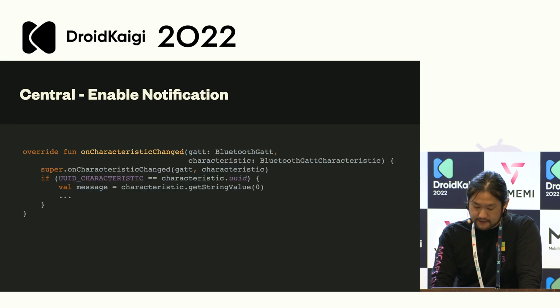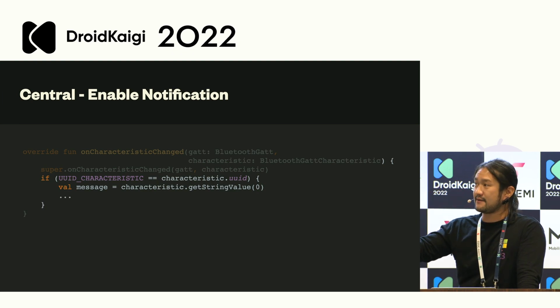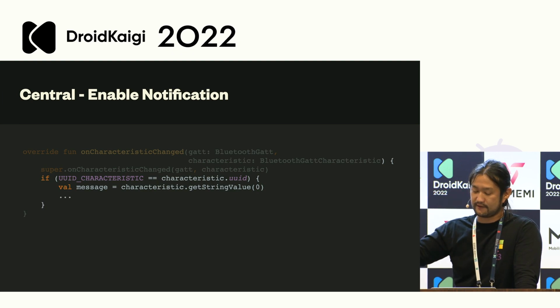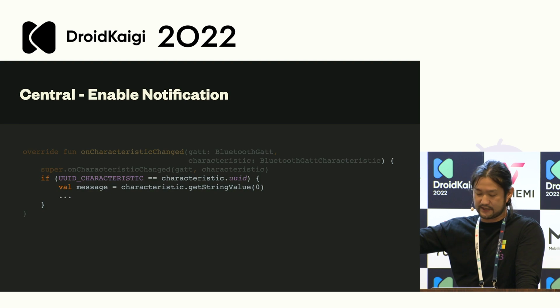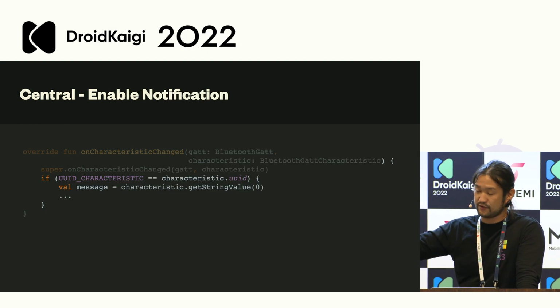And this is the last step. The notify request made earlier will be notified to the on-characteristic changed callback. This means that if you save a value here, you receive notification. Again, I said I'm interested in the temperature, and whenever temperature changes, it's notified through this on-characteristic changed callback. So if you need that, you need to save that.